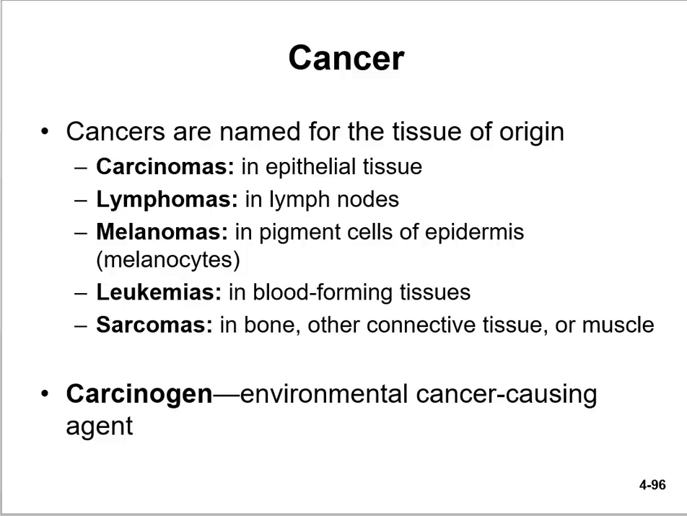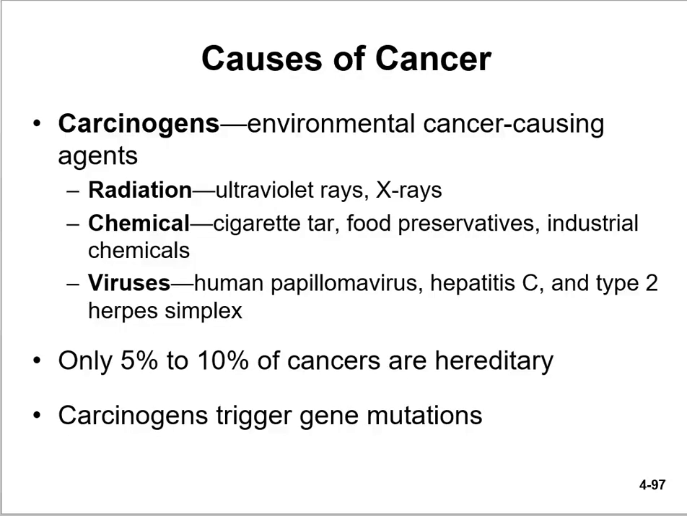A carcinogen is any environmental cancer-causing agent. Carcinogens can change or mutate our genes, which makes those cells not follow the cell cycle, and makes them grow uncontrollably into big masses that can start to invade other tissues. Radiation, chemicals, and viruses can act as carcinogens that mutate our own DNA. Only about 5 to 10% of cancers are hereditary.